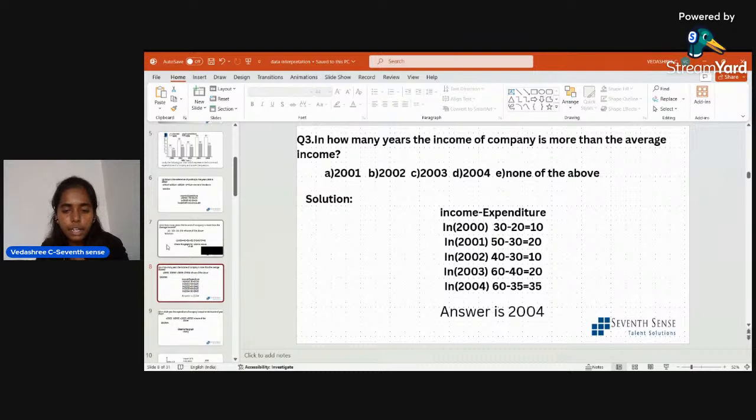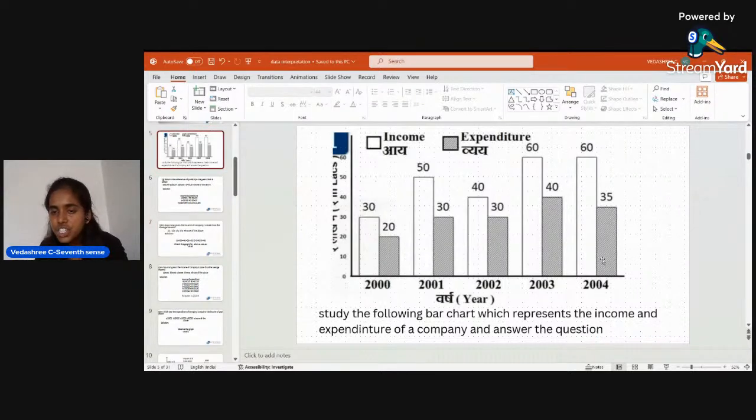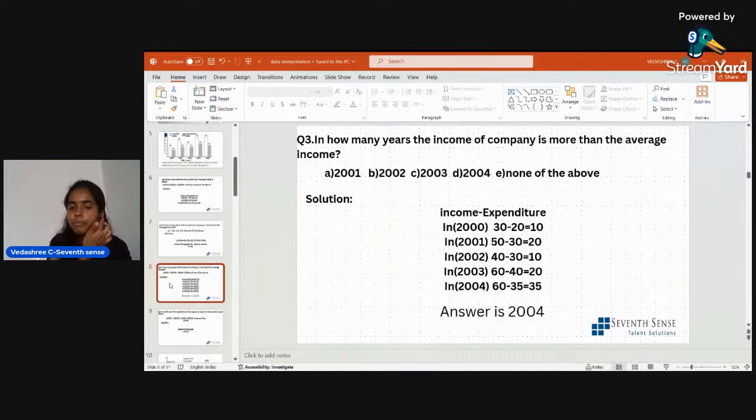We already know the average income here: 48. So check out the graph. In which year is the income more than 48? That is 2003 and also 2004. This is very simple, so no need of calculating this.